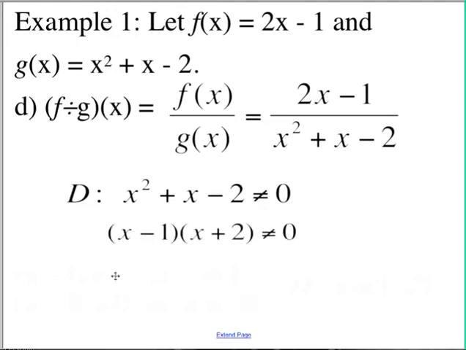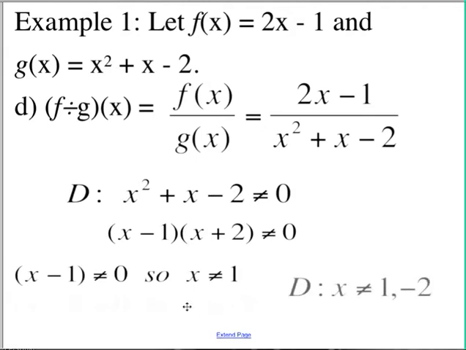Now we've got the zero product property, so x minus 1 can't equal 0. So that means x can't be 1. Then I have x plus 2. Oops, x plus 2 can't equal 0, so then x can't equal -2. Therefore, my domain is that x can't equal 1 or -2.